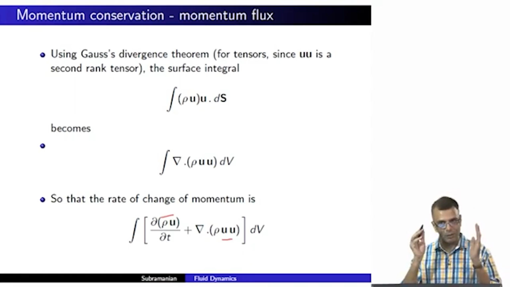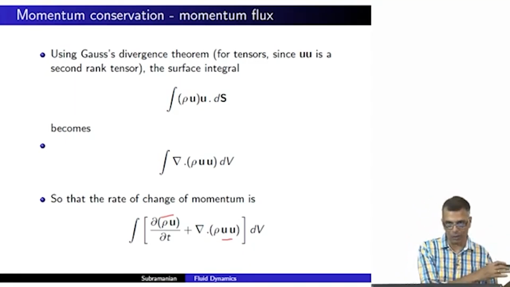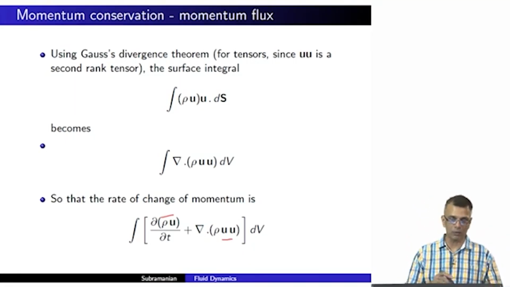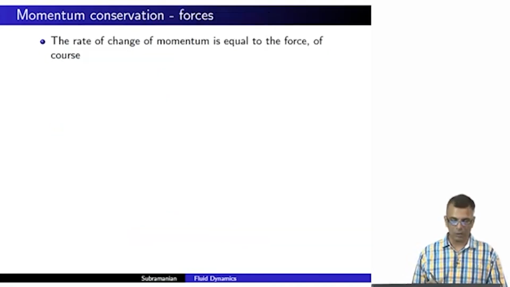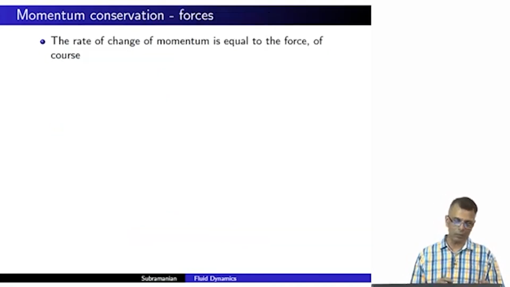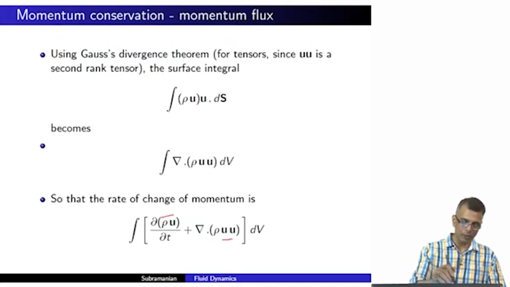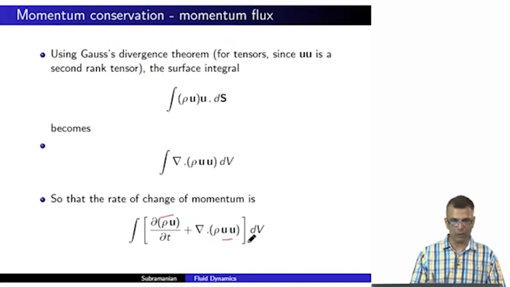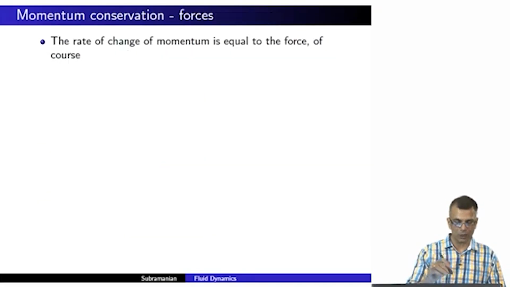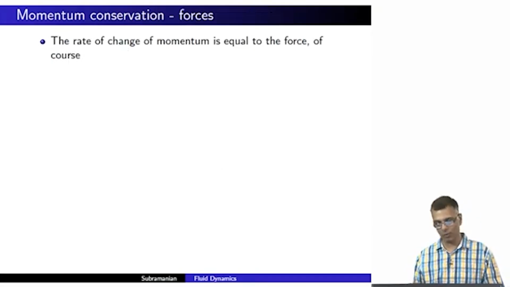Just like, notice the analogy with what we did for mass conservation is exactly the same. Before saying that, we said F equals ma. So far we have only done ma here. And what is F? The rate of change of momentum is equal to force, of course. This is F equals ma.